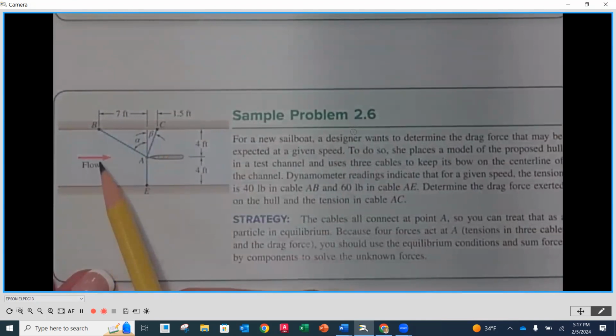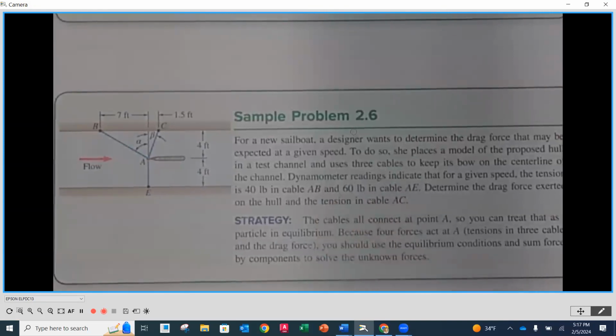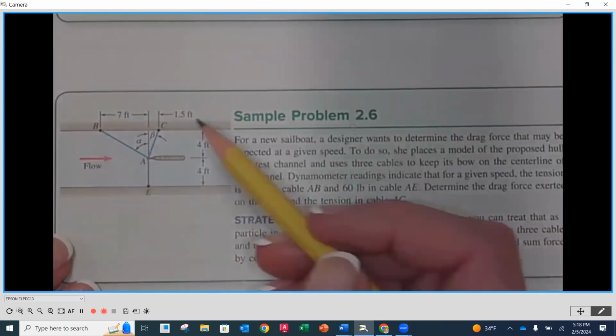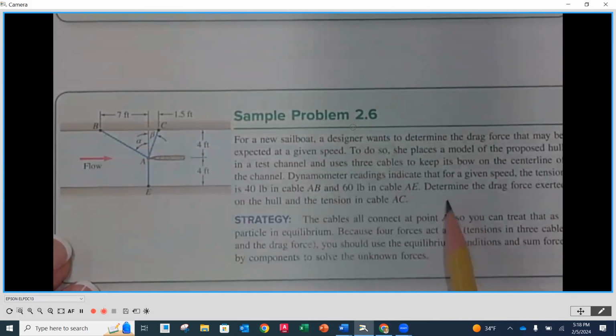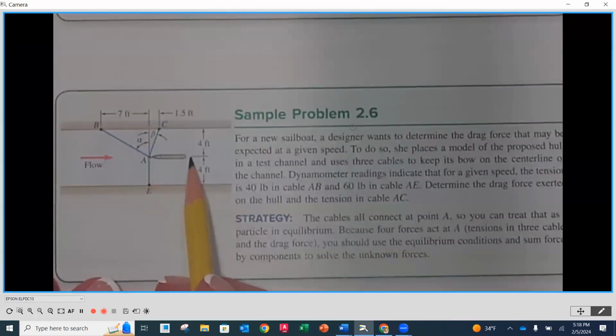And it's keeping that in the same spot. And what's happening is the flow is going to be a force on that hull. It says here that a dynamometer, is that how you say that? Dynamometer. Readings indicate that for a given speed, the tension is 40 pounds in cable AB, so right here, 60 pounds in AE. And they want us to determine the drag force exerted on the hull and the tension in AC.